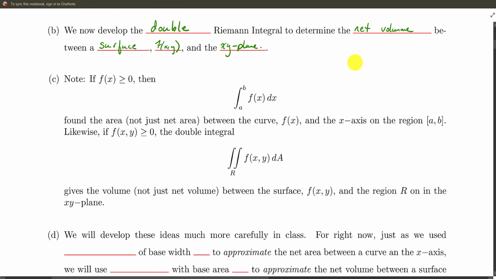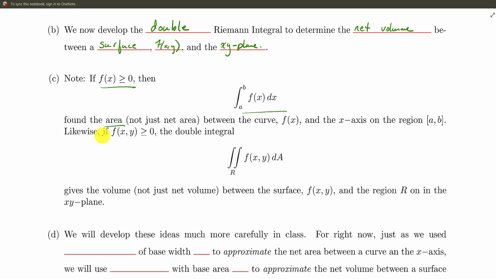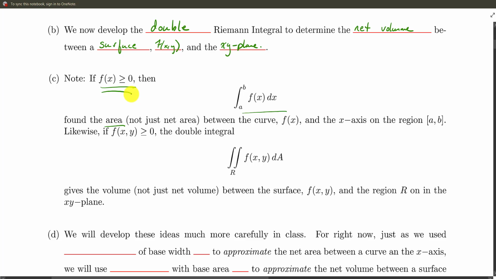So let's quickly work with this vocabulary, where if the function was greater than or equal to 0 in Calc 1, then we computed the definite integral, this Riemann integral. We were finding the area, not just the net area beneath the curve. And so that fits with our traditional sense of what we mean by area when we compute the definite integral of a function that is always greater than or equal to 0.